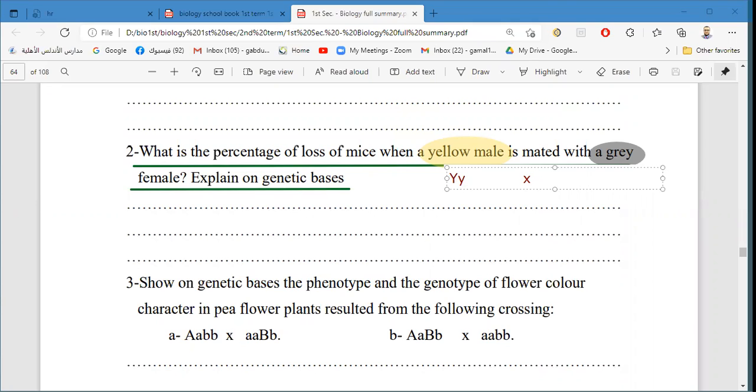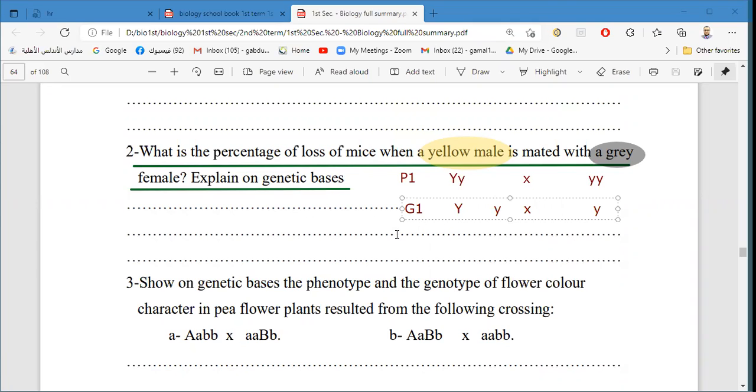And the gray female, what is the genotype of the gray female? Y small, Y small. This is parents, P1. And what is the gametes? G1. We have two types of gametes: Y capital and Y small. And here we have only one possibility, which is Y small.